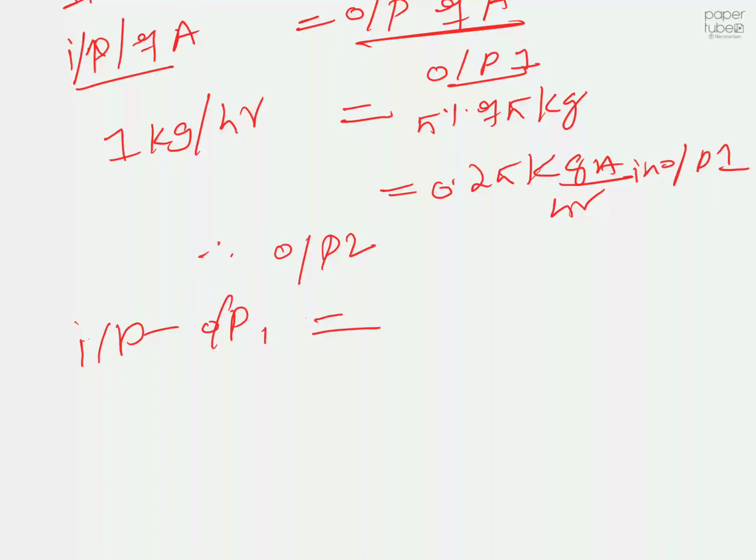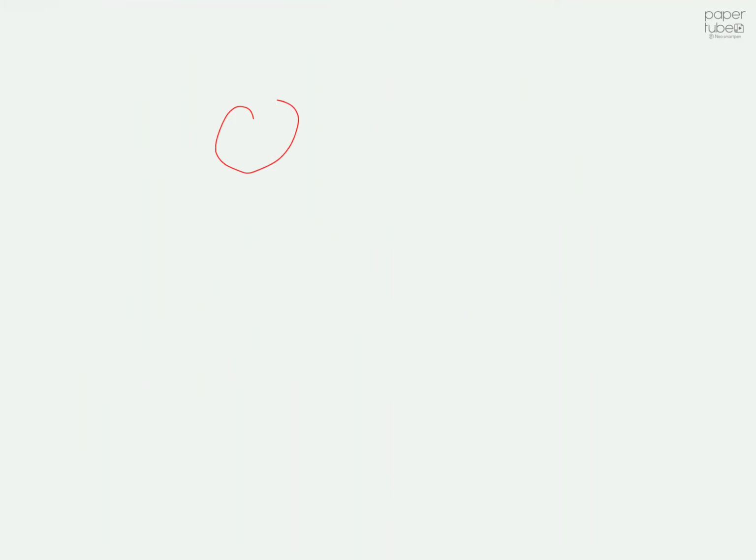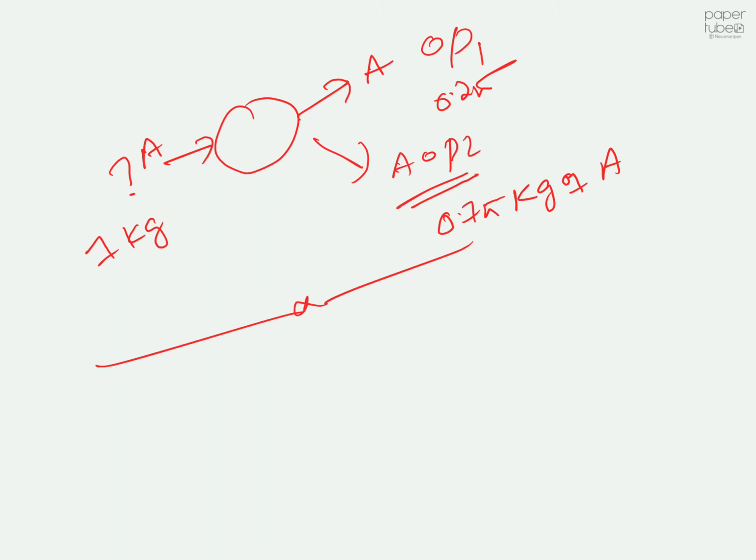So input minus output 1 should be equal to your mass of A in output 2. What we are doing is calculating how much A goes in, how much A comes out in one stream, and how much A comes out in output stream 2. So if this is 1 kg and this is 0.25 kg, this should obviously be 0.75 kg of A. So these are some understandings you should know.